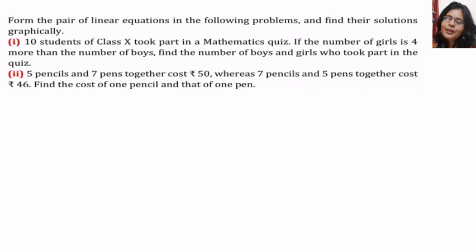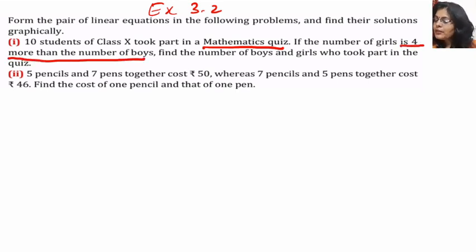So children, let us move to the NCERT questions. NCERT exercise 3.2. First question is: form the pair of linear equations in the following problems and find their solution graphically. The graph, how we have studied earlier, the same type of questions are there. 10 students of class 10 took part in a mathematics quiz. If the number of girls is 4 more than the number of boys, we have to find the number of boys and girls who took part in the quiz. Now we have two conditions. First condition is that the total is 10 students. So what we have to write is the solution of the first question.